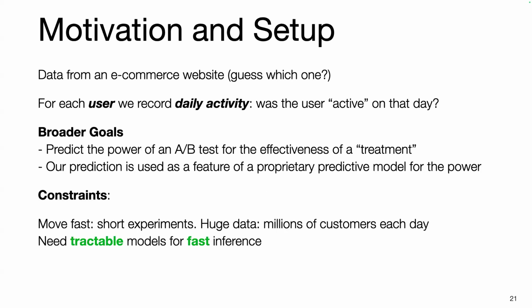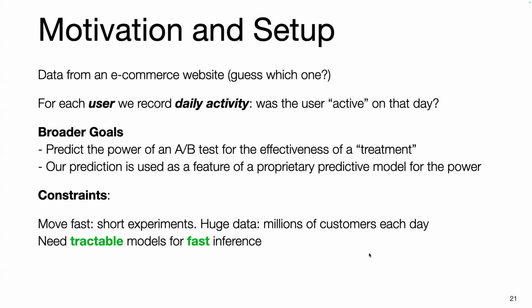And this fits into a much broader goal, that is to predict the power of an A/B test for the effectiveness of a treatment, where treatment here could mean changing the font or the color of a web page, changing the login interface, or things like that. And the only constraint that we have is that we have huge data sets. That is, for each experiment, we have millions of customers that are active any given day.